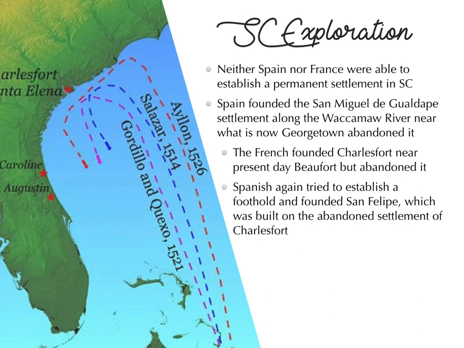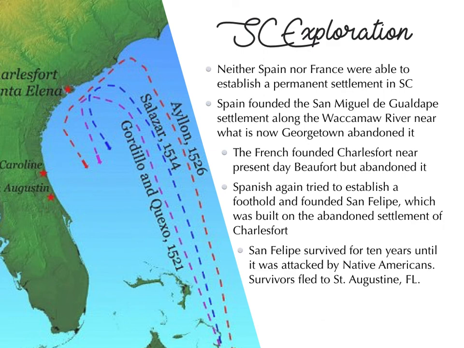Okay, the Spanish tried again to establish a foothold and founded San Felipe, which was built on the abandoned settlement of Charles Fort. Right, so you can kind of see where Charles Fort and Santa Elena are on that map over there, a little bit close to Florida, but now near what is in present-day Beaufort, okay? San Felipe survived for 10 years until it was attacked by Native Americans, and the survivors fled to St. Augustine, Florida. Right, so those are the attempts for French and Spanish settlement in South Carolina.